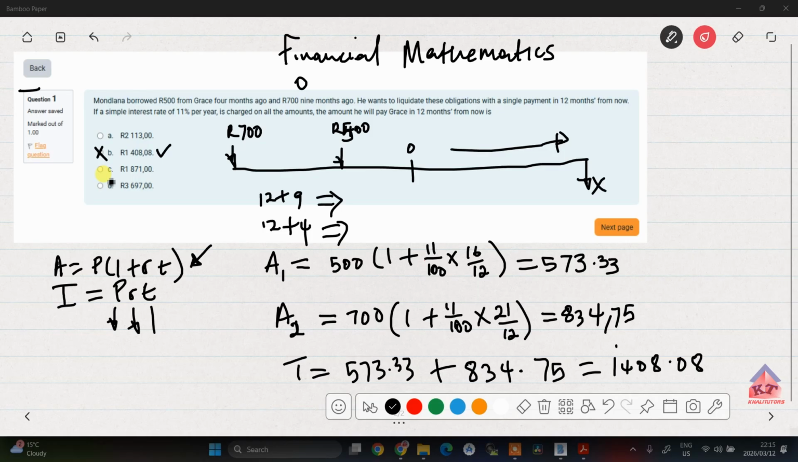So let us look at another example where they used simple interest to compute some calculations.